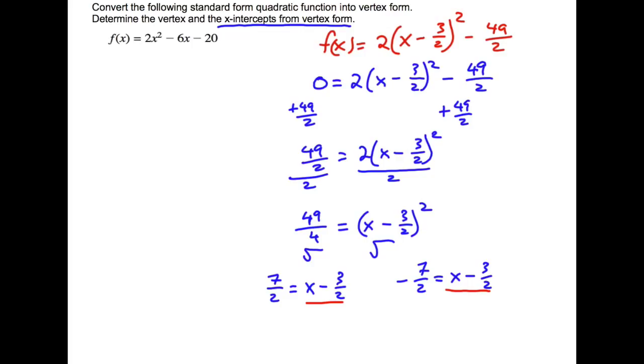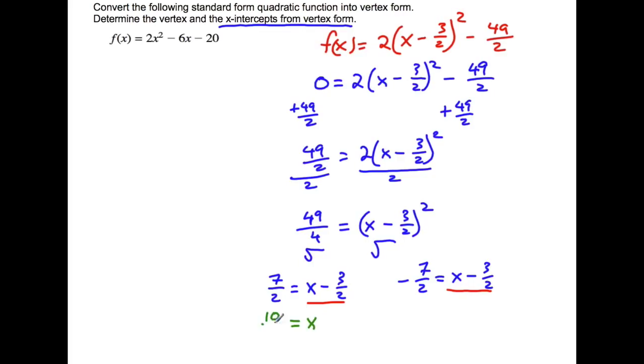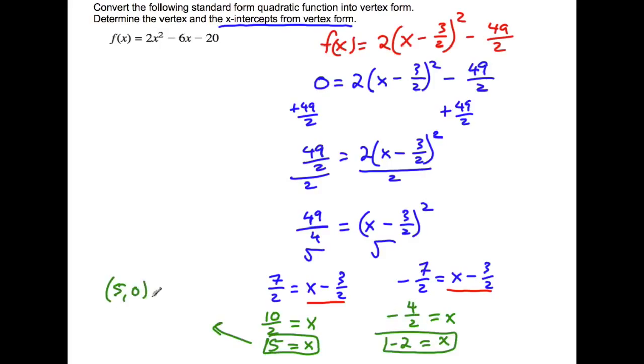Now I just have to do a little subtraction or addition. So I know that my intercepts are (5, 0) and (-2, 0). See if you can check that by factoring this quadratic right here and see if you get the same answers.